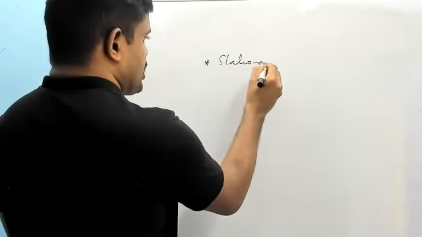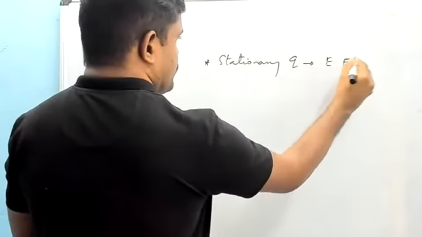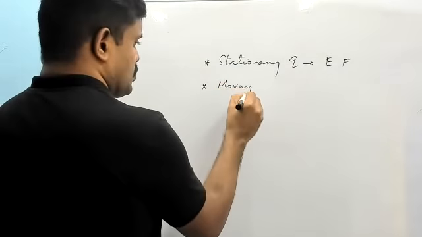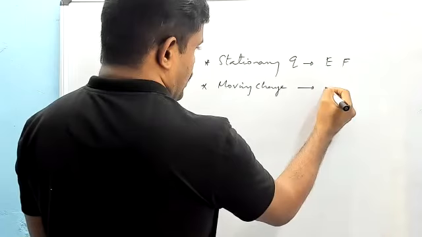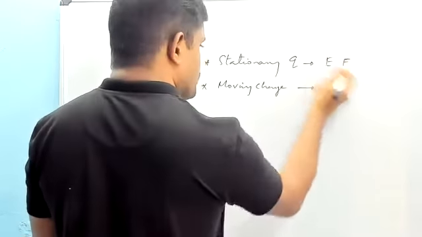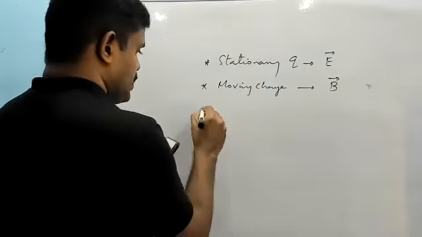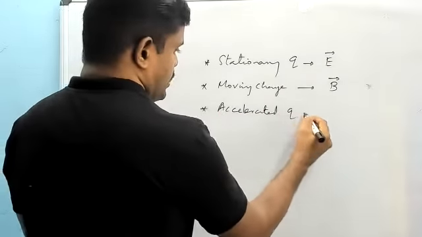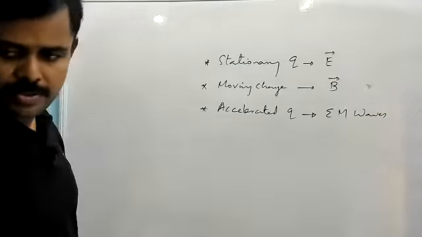Write this point. Stationary charge produces electric field. Electrostatics. Uniformly moving charge, moving charge produces electric field and magnetic field. Simply, magnetic field is fine. Moving charge produces magnetic field. Third one, accelerated charge. You remember this? Accelerated charge produces EM waves. You have to write these 3 points.